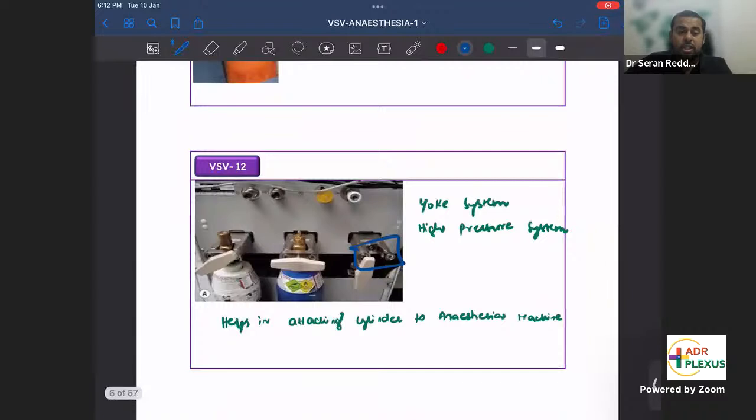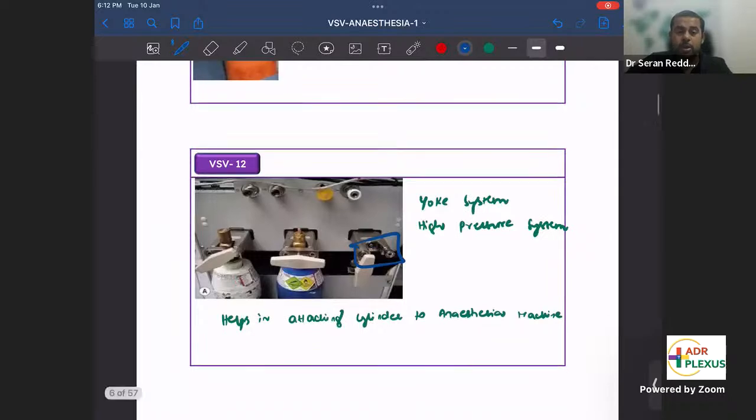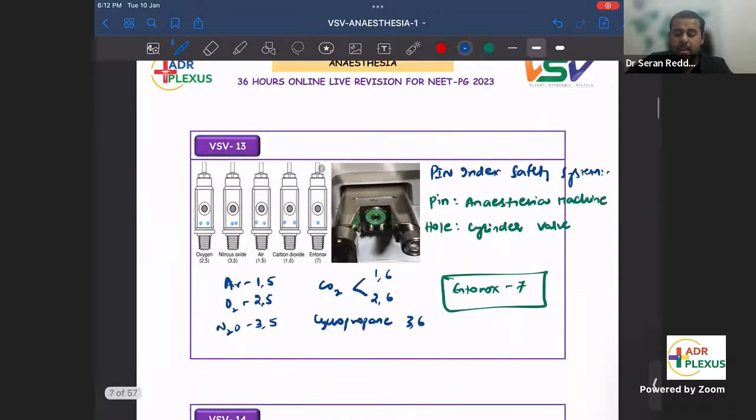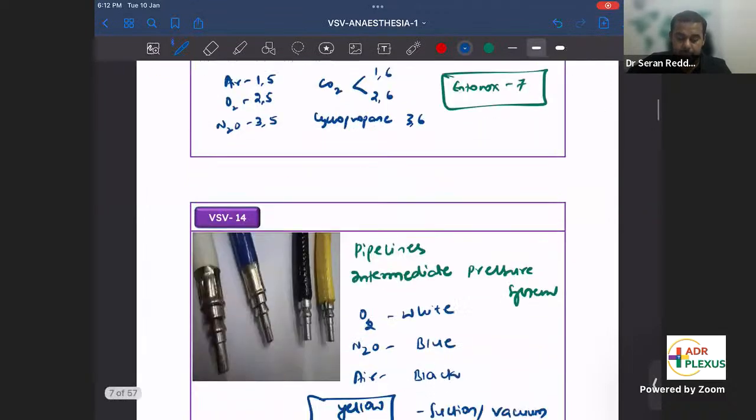And this is the yoke system. It belongs to the high pressure system. The yoke system is nothing but what helps in attaching the cylinder to the anesthesia machine properly. And to fix it, there is something called the pin index safety system, where the pin is present in the anesthesia machine and the hole is present in the cylinder valve. The important points you have to remember about the pin index: air 1.5, oxygen 2.5, nitrous oxide 3.5, carbon dioxide is 1.6 and 2.6, cyclopropane 3.6, and Entonox is 7.